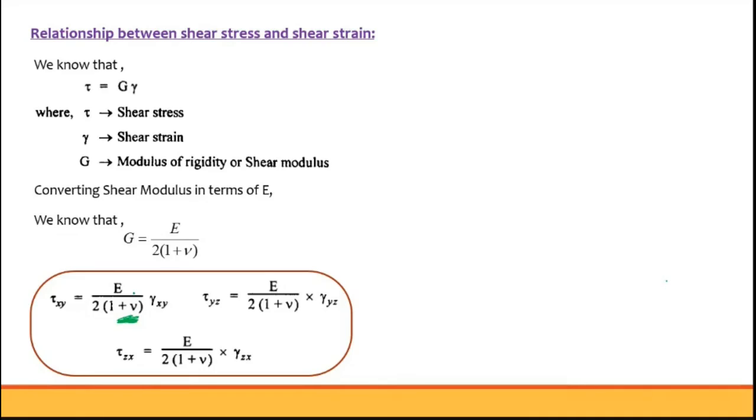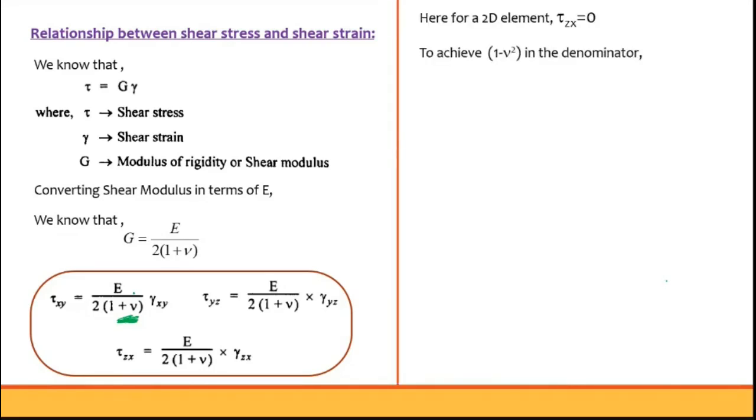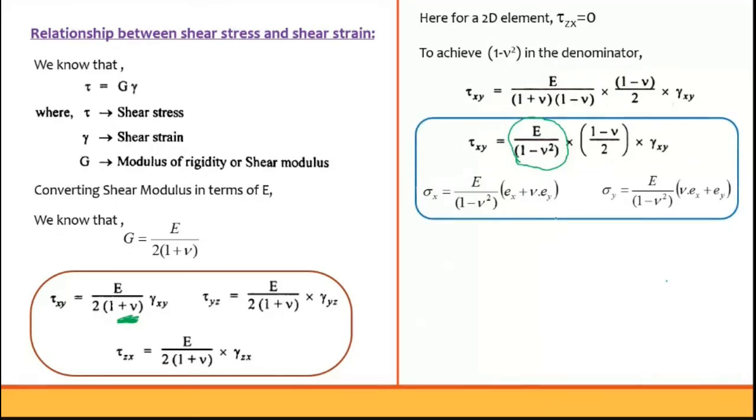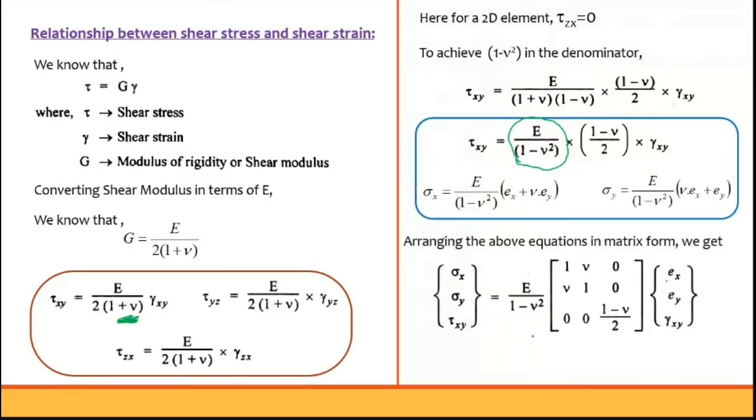In order to make that a common term, I'm going to multiply and divide by 1 minus mu. I'm multiplying by 1 minus mu and dividing by 1 minus mu. When I do that, I'll get 1 minus mu square. Now this is a common term, which also relates to your sigma x and sigma y. So what are the remaining parts that I can put in the matrix? When you do all these things, I put it in the matrix.